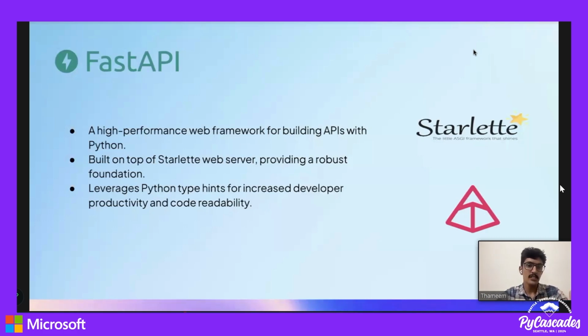FastAPI isn't just about speed. It also builds on solid foundations. It leverages Starlette, a powerful ASGI framework, ensuring your APIs are robust and reliable. It also integrates seamlessly with Python type hints. This means your code is not only more readable, but also less prone to errors. Type hints act as documentation within your code, making it easier for you and your team to understand the expected data and functionality. For this, FastAPI uses the popular library called Pydantic.